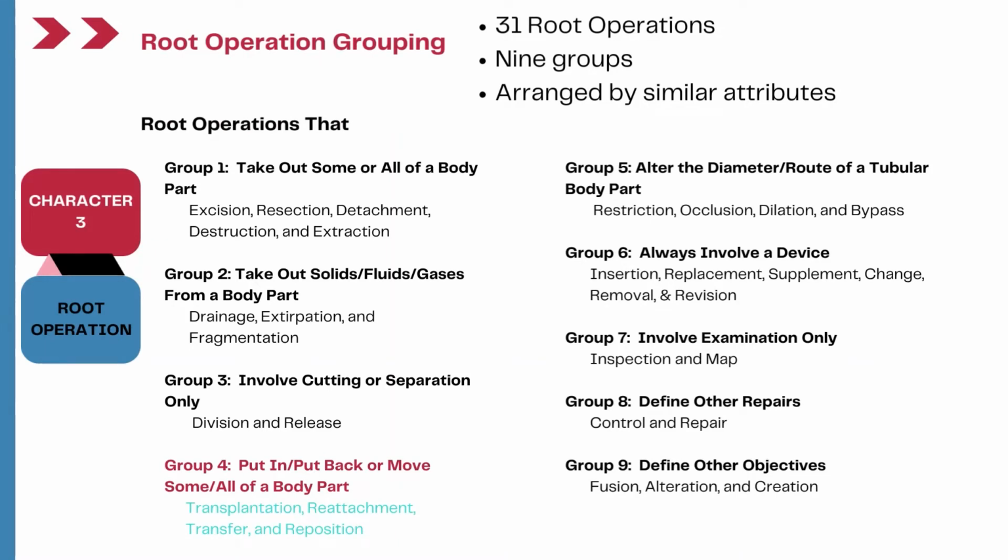There are a total of 31 root operations in the medical and surgical section alone, and these root operations are divided into 9 groups based on similar kinds of attributes of surgical procedures. So, all similar surgical procedures are grouped together, and 9 groups are formed. Today, we are looking at the fourth group of root operations. The definition of this group is root operations that put in or put back or move some or all of a body part.